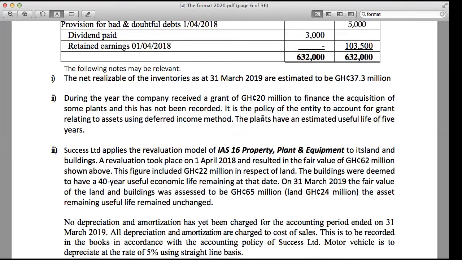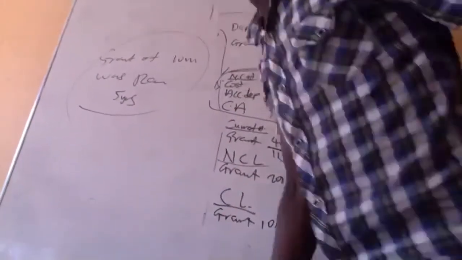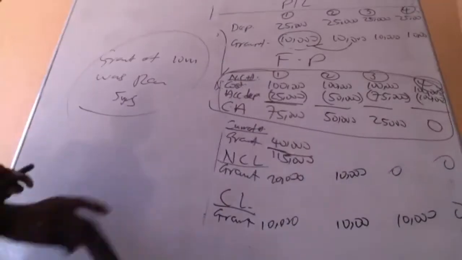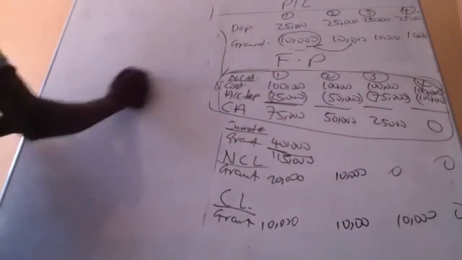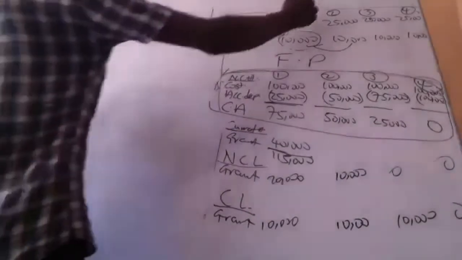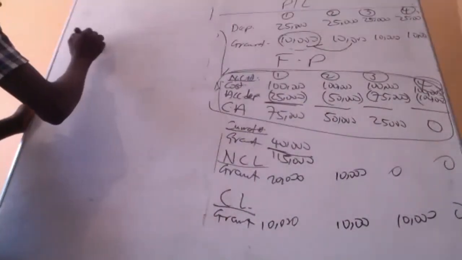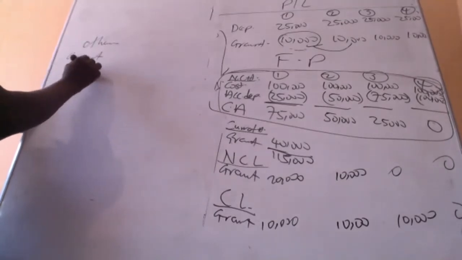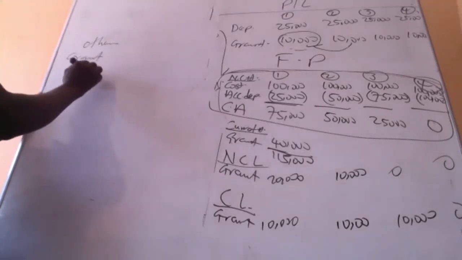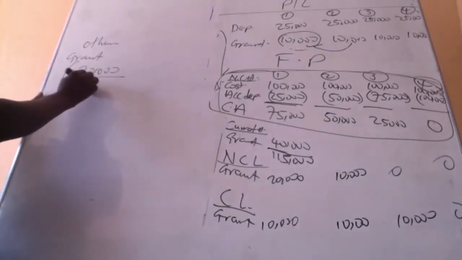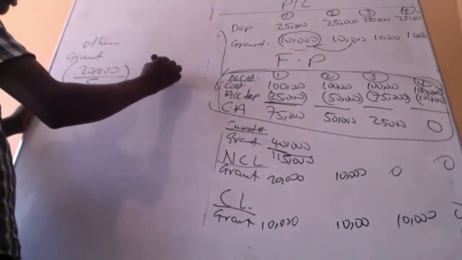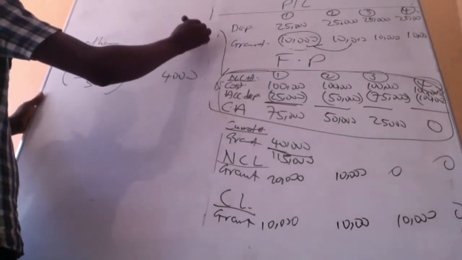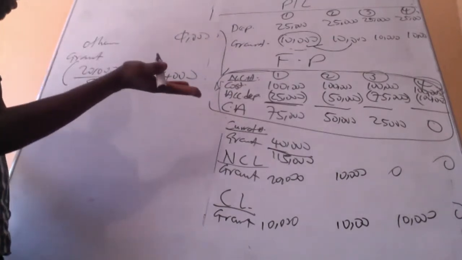The plants have an estimated life of 5 years. So with this, how are you going to treat it? Only two treatments. The grant is 20 million. You need only the first year. In the income statement, you go to other income and say grant, in brackets, the 20 million divided by 5 years. That will give us 4 million, which should be shown under other income. Good, you're done.